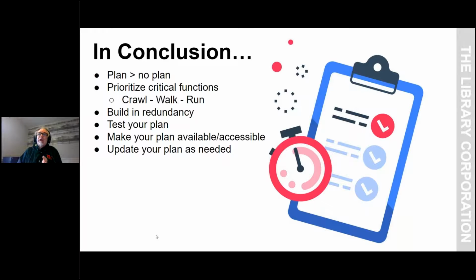You want to prioritize critical functions. So crawl before you walk, walk before you run, and build in redundancy. Make sure that there's always a fallback so that somebody can react quickly and appropriately, especially when time counts. Test your plan, update your plan as needed, and make your plan available and accessible to all your stakeholders.